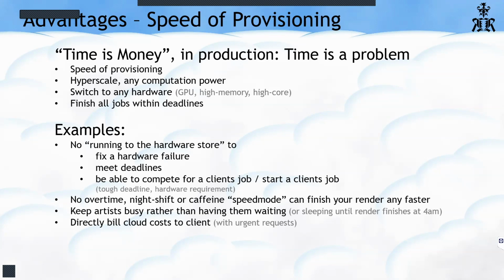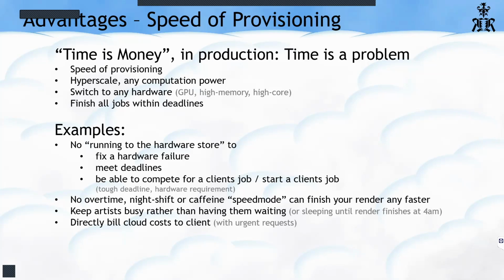Usually time is money, but in our production area, time is always a problem. With cloud rendering, you have a very fast speed of provisioning your hardware. You can hyperscale to any computation power. You can switch hardware anytime if you need a GPU render, high memory simulation, fluid simulation, or high core rendering. Then you can just switch the VM type and you could finish all jobs within deadlines.